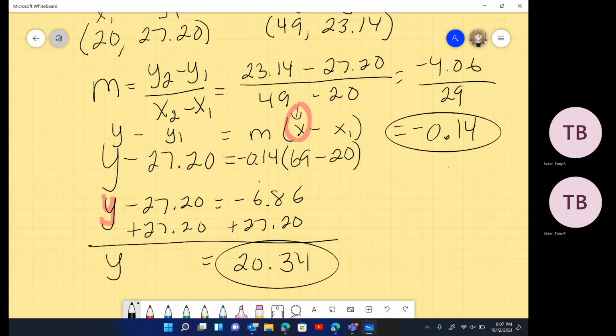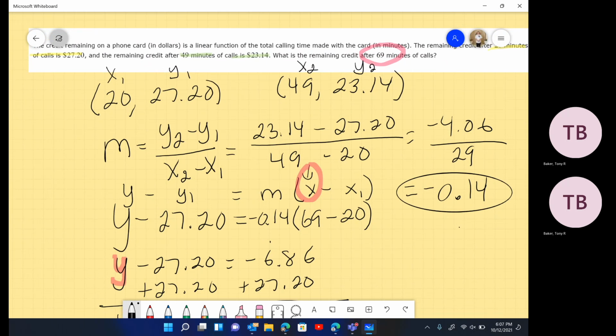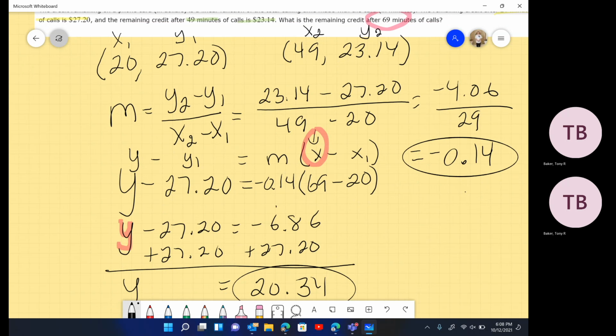How did you know whether to use x1 or x2? Whatever you use, it doesn't matter actually, as long as you use the same in both. So if I used x2, I would have used y2. Okay, so it actually doesn't make much difference as long as they're both the same. It's just habit to use x1 and y1 for the point slope equation, so that's why I used them. But again, as long as you use both of them, it doesn't matter. Okay, so the answer for this one is $20.34.